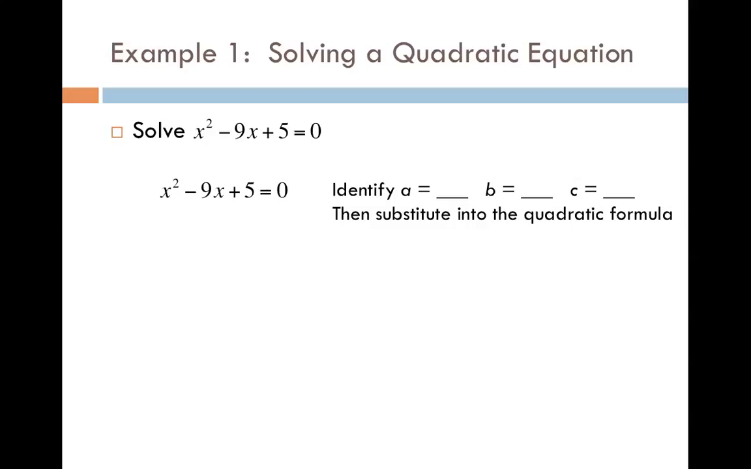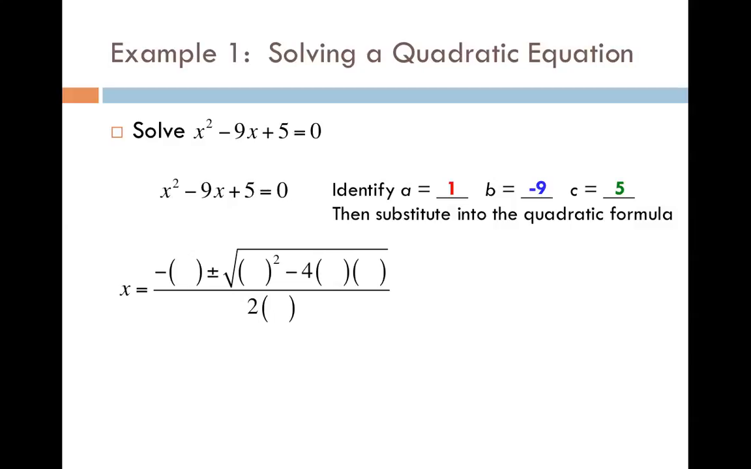So let's use this in our first example. We're trying to solve x squared minus 9x plus 5 equal to 0. So in that equation, we need to identify a, b, and c. And in this case, we can see that a is going to be 1 because there's no actual coefficient written in front of x squared. We can identify b as being negative 9 because that's the coefficient on x. And then c is our constant, and in this case that's going to be positive 5. So once we know what a, b, and c are, we're ready to substitute into the quadratic formula.